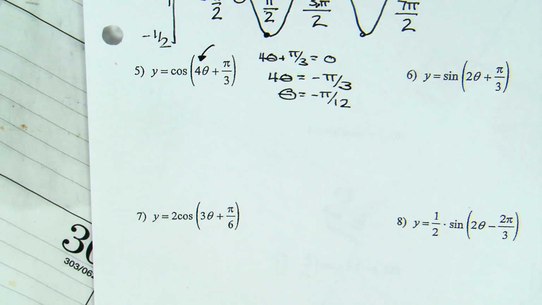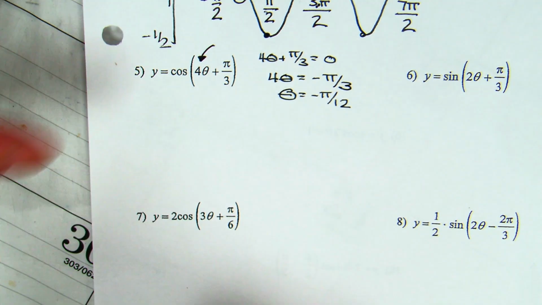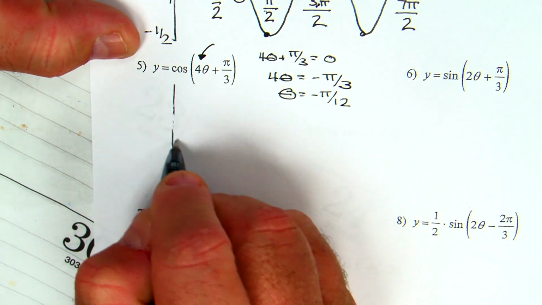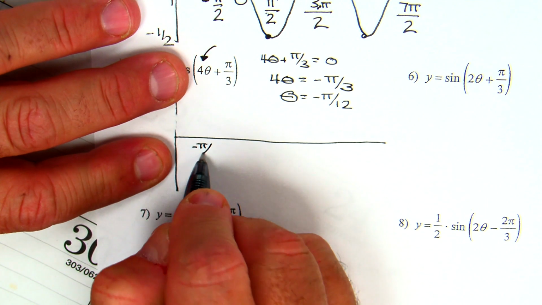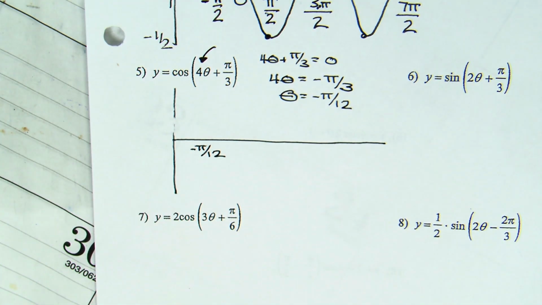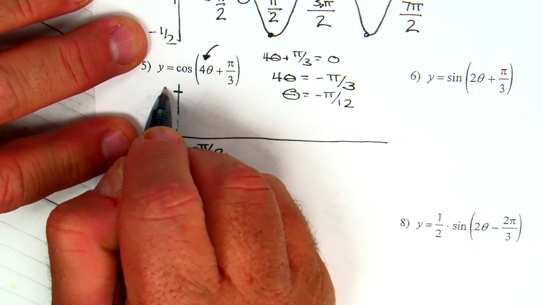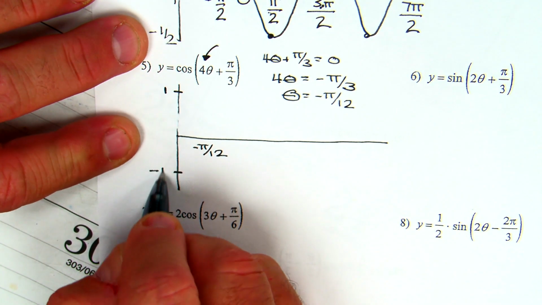Now, hopefully, after practicing for the next few days, you realize that this is just the opposite of the constant divided by the coefficient each and every time. So you can just take the opposite of whatever number is being added or subtracted and divide by whatever the coefficient is. But again, if you've got to do that, go right ahead. So I'm starting at negative pi over 12. I've got an amplitude of 1, so I'm going to put the 1 there, the negative 1 there.